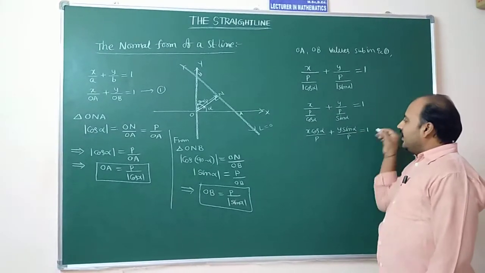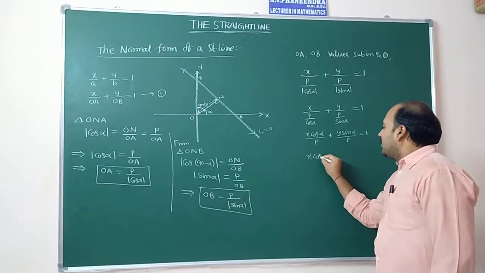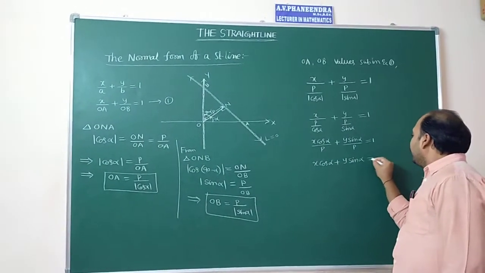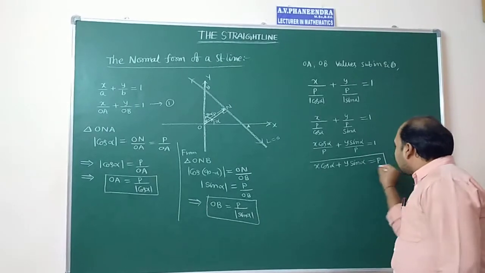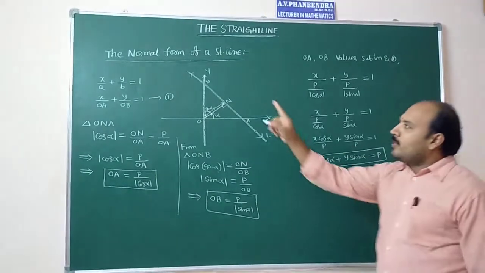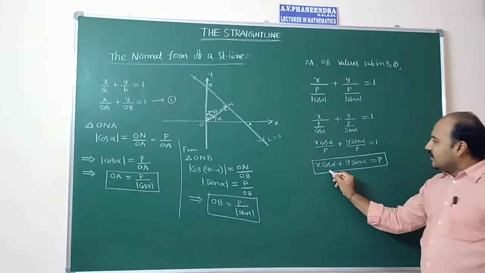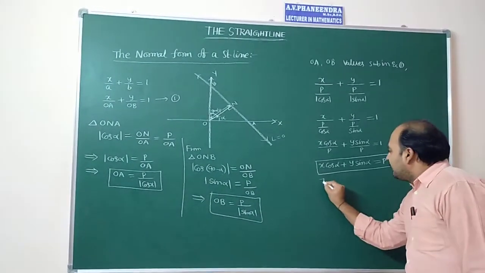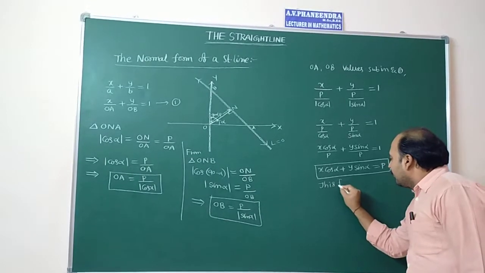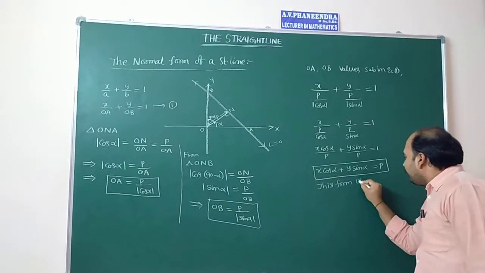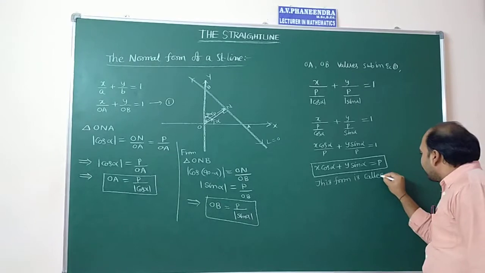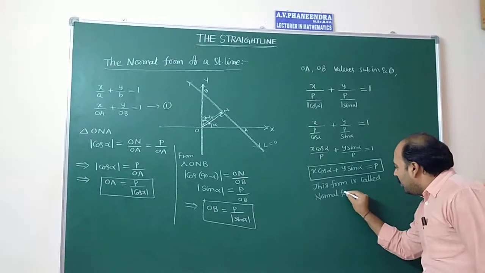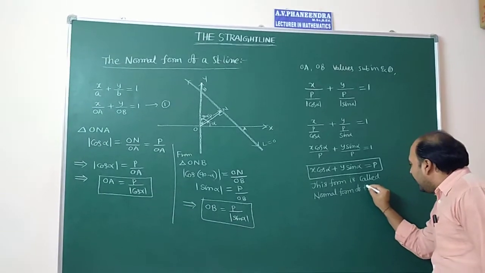So take P common and move it to this side: x cos alpha plus y sin alpha is equal to P. This form is called the normal form of the straight line. x cos alpha plus y sin alpha equal to P is the normal form of the straight line.